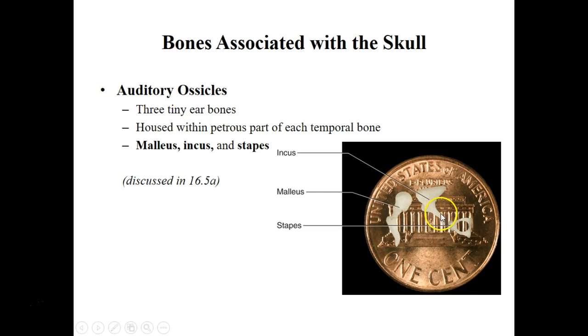And what these bones do is, when sound waves travel into the ear and hit the tympanic membrane, they cause the malleus to vibrate onto the incus, which vibrates onto the stapes, and the stapes sends the vibrations to the inner ear. It's kind of cool. So these bones are very important, even though they're super tiny.